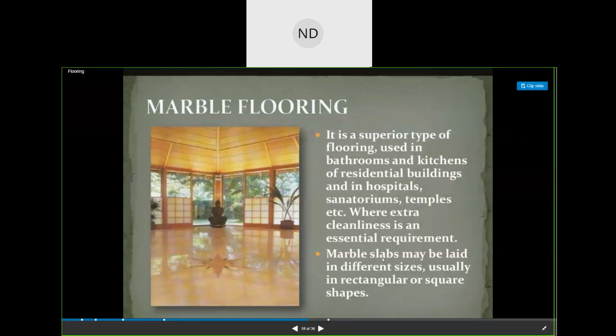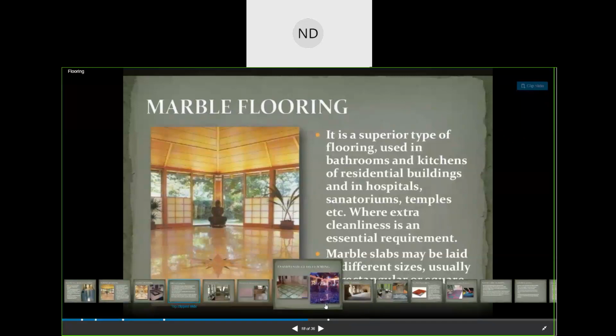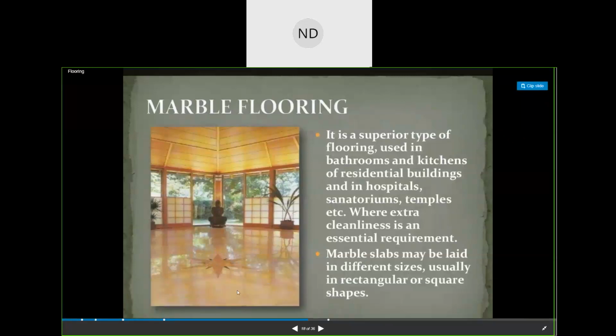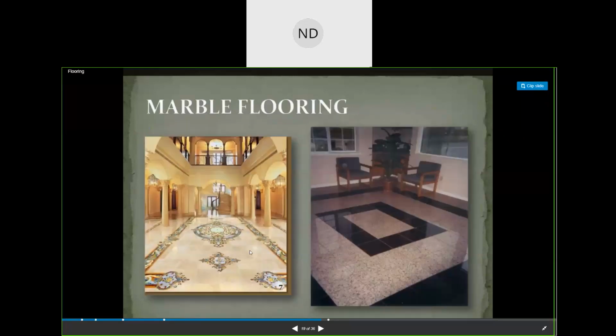We have marble slabs that may be laid in different sizes, usually in rectangular or square shapes. See, these are also square marbling. These are square marble slabs which are laid and bound together. So in this way it is made. These are your marble. Another example of marble flooring: square marble slabs are used.